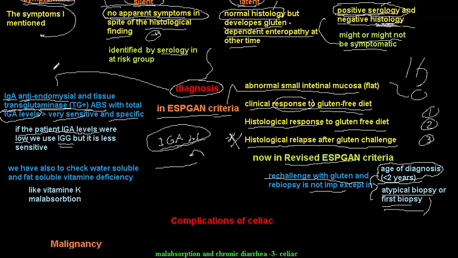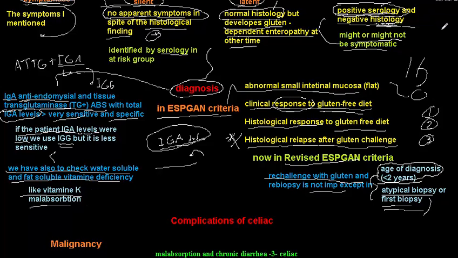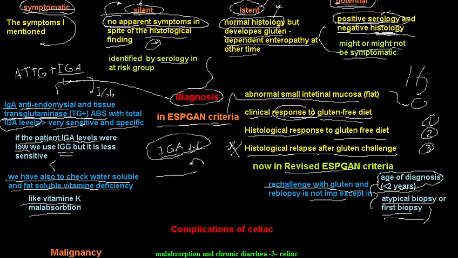antibodies. So to screen for celiac disease, you have to check transglutaminase antibody, okay, plus IgA levels. If you have low IgA levels, then you move to check IgG instead of IgA. Okay, also we have to check water soluble and fat soluble vitamin deficiency investigations of celiac disease, because you may have vitamin K malabsorption and other things. Okay, the tests I told you in the previous video about the malabsorption.